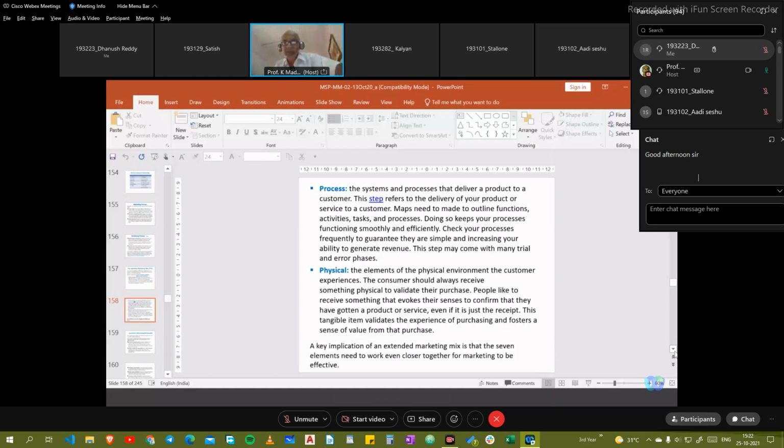Okay, and which naturally reflects on the income of the organization. Sorry, this step may come with certain trial and errors at times for where we have not much of experience. This has to be done.